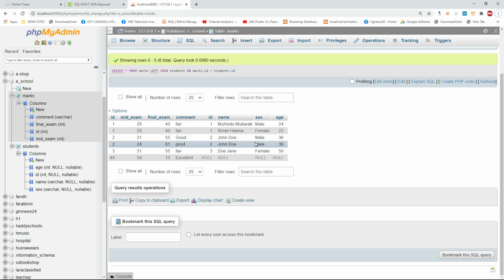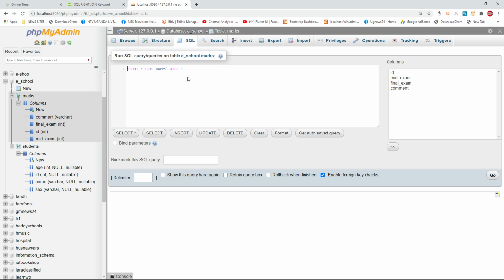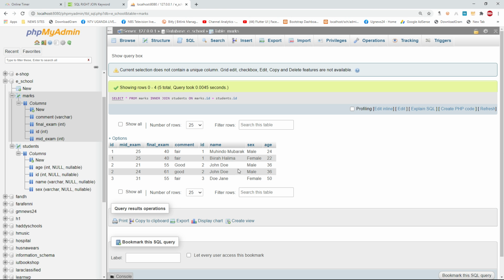The inner and the right? I mean the left and the right? Yes. The left, you understood, right? Yes. Very good. Then for the inner, it will only care about those which have a matching. Those who don't have a matching, it will ignore them. You see, inner join just cares about those who have the match. Those who don't have a match are ignored.